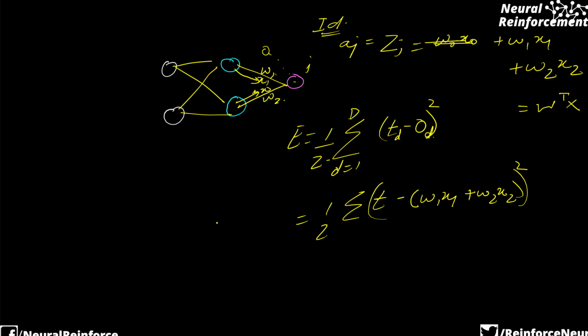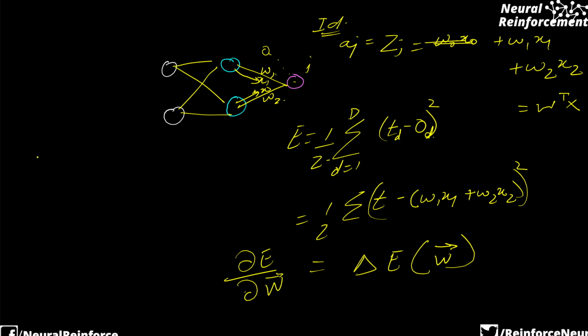If you want to minimize it, we have to differentiate it. So we would have to find dE by d omega vector, which is equal to delta E over your omega vector, which is omega 1 and omega 2. Now let's try to understand this concept. Just pay attention over here.